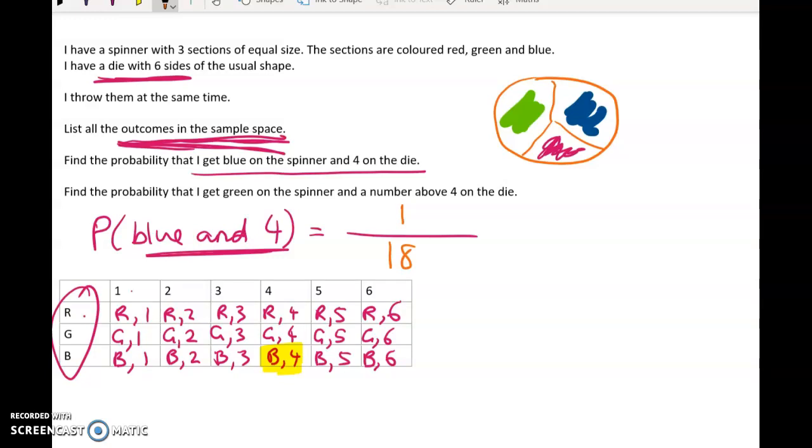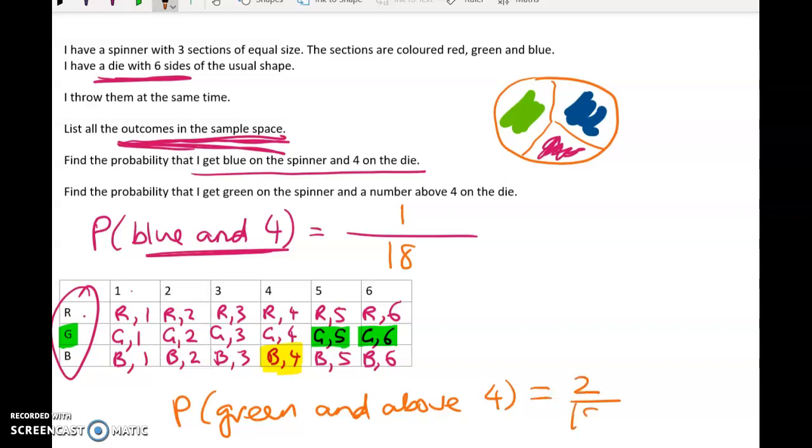Now the next question here, find the probability that I get green on the spinner and a number above 4 on the die. So we can write that as probability of green and above 4. So above 4 means not 4. So we're looking for 5 or 6. So pretty obviously, green on the spinner means I have to be here. And a number above 4. Well, there are 2 outcomes, right? So it's going to be 2 out of 18, which is equal to 1/9.